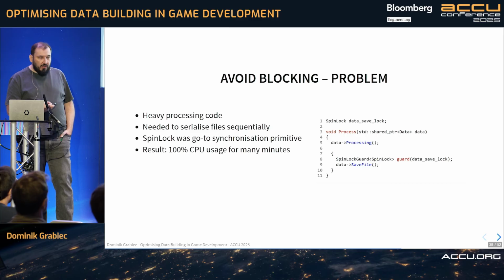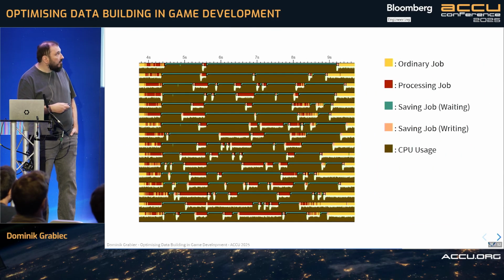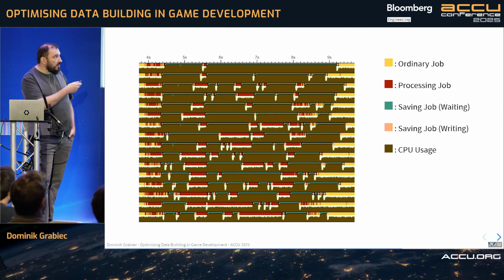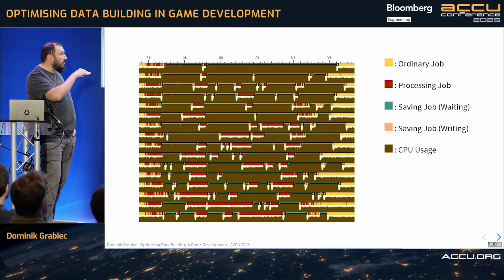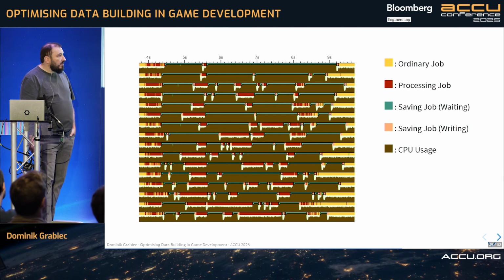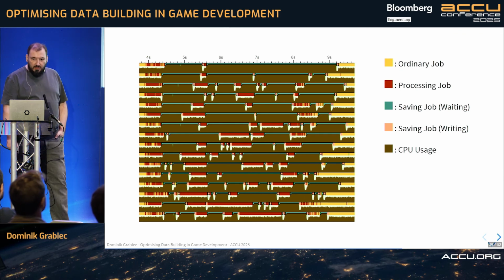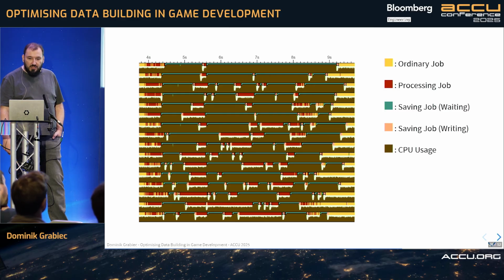So I ran a profiler and I came up with this. Of course, the brown is the CPU usage. In this example, I've made the ordinary processing jobs use 50% CPU so you can see what's happening. It looked like it was doing some heavy processing, but what it's actually doing is just spinning, waiting for the lock to become available. And the more threads you have, the more likely it is to spin.